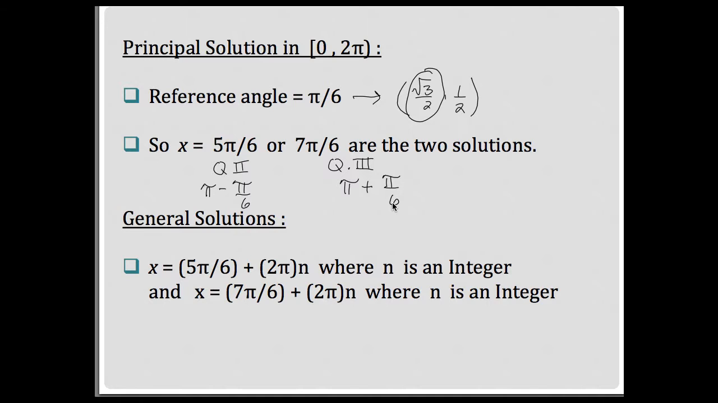So that's why we add to 5 pi over 6, 2 pi, one full circle, times n, where n is an integer. That's really just a counter as to how many times you're flipping around the circle from 5 pi over 6. You would have the same thing over in the third quadrant. Starting at 7 pi over 6, imagine just going around the circle infinitely many times using 7 pi over 6 as your starting point.